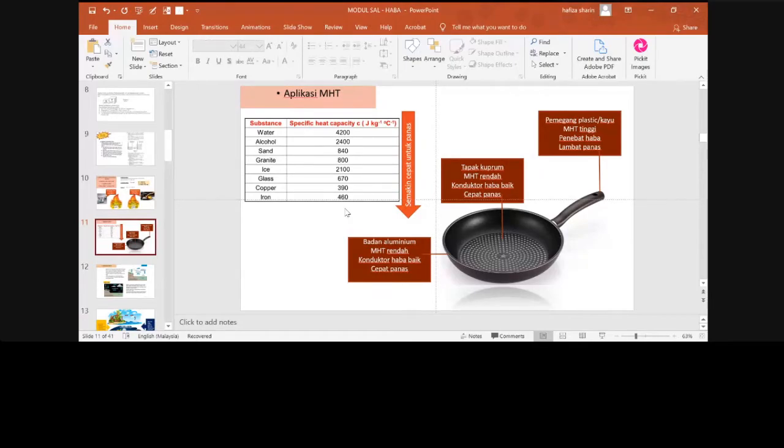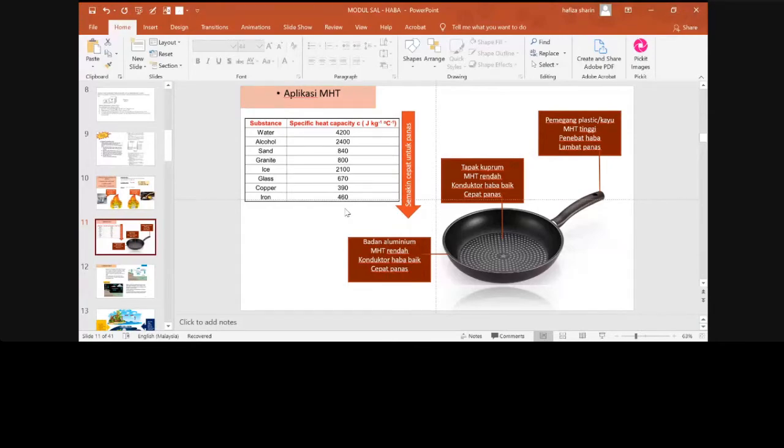Copper, cupro, apa lagi, zinc. Okay, what else? Aluminium, mercury, okay, minyak, not necessarily semua jenis yang besi je.